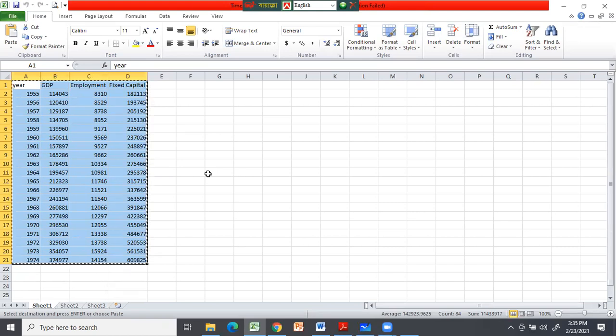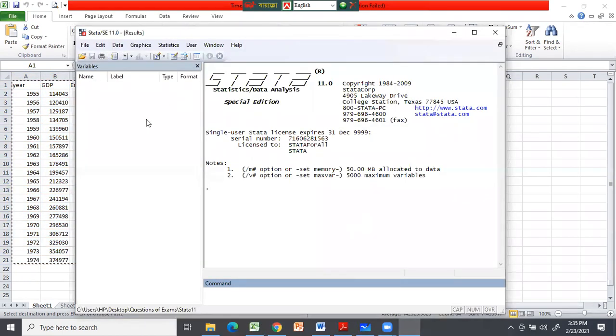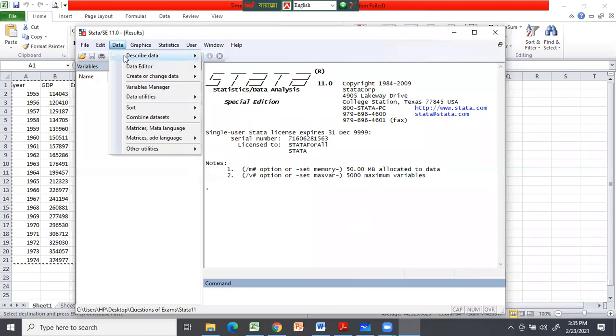If it were panel data, then definitely there would be GDP, employment, and fixed capital for country 1, then for country 2, for country 3, and so on. But there is only one country's GDP, employment, and fixed capital given. Oh, yes, sir. Time series data. Yes, it's the time series data. So let me show you how this time series data would be analyzed.